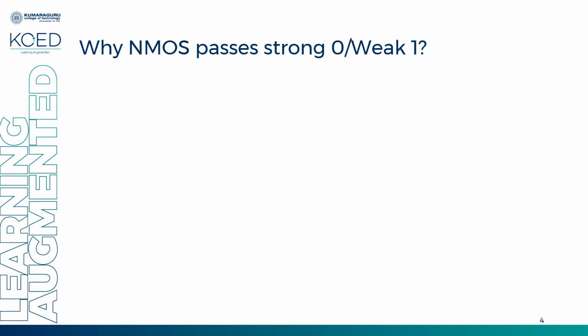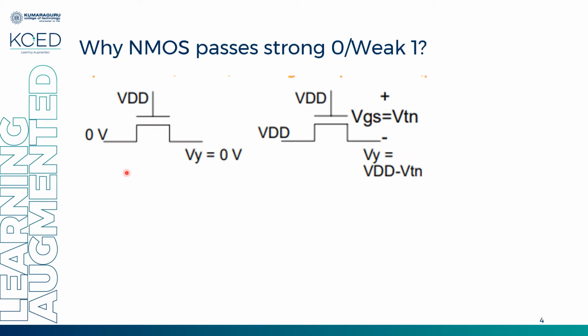Now we'll analyze why NMOS can pass a strong 0 and a weak 1. Before moving into that, we'll first understand if we use an NMOS as a pass transistor, how does it pass the value? If you see the diagram, you will understand. So here I have an NMOS transistor used as a pass transistor. Your control voltage will be given to the gate and the input will be passed across source to drain and drain to source. Both ways are possible. Whenever a transistor is used as a pass transistor, NMOS or PMOS, current conduction from source to drain and drain to source is possible.